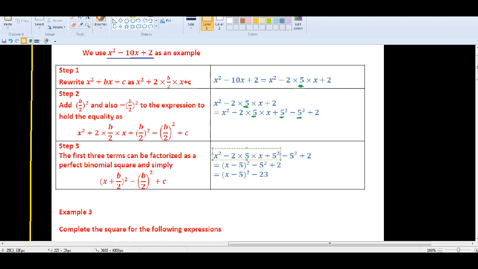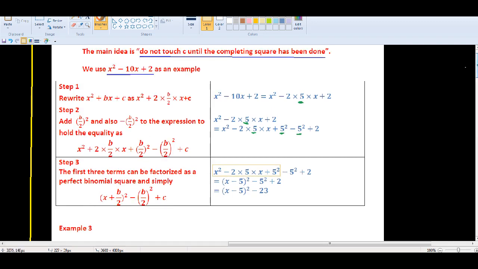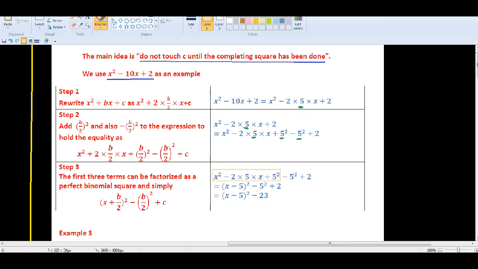But this time, the middle term will be negative, so it's x minus 5 squared, and of course you've got minus 5 squared outside, plus 2. Until that last step, you don't touch that 2. In the last step, minus 25 plus 2 becomes minus 23. So everything is just like what we've done before, but you get one extra constant, which is idle most of the time. It appears only in your final simplification.